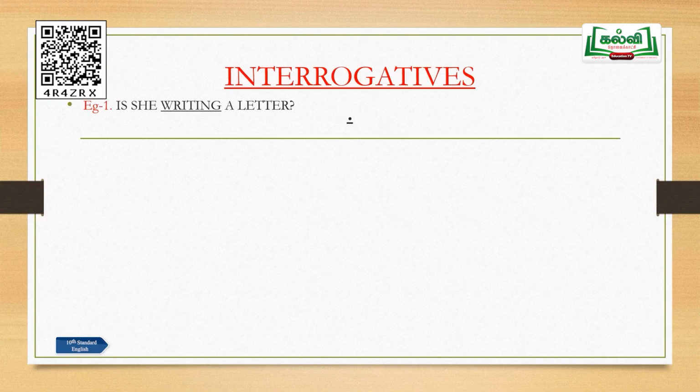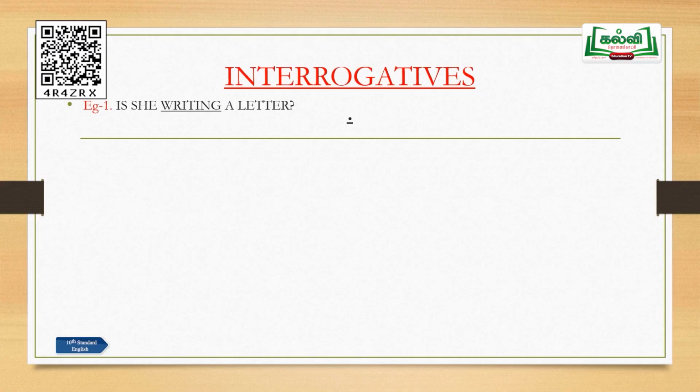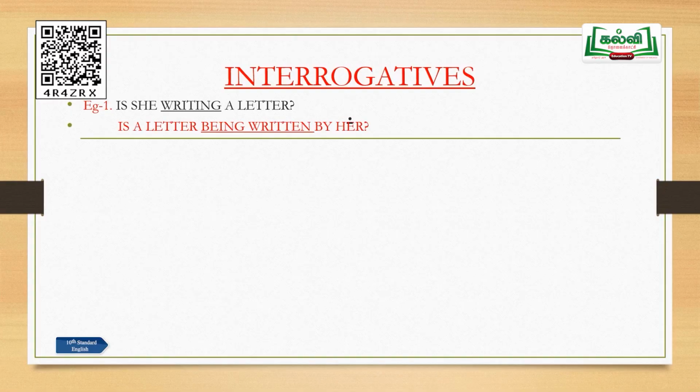So you can read the sentence together with me. Is she writing a letter? You very well know that interrogatives means asking a question to someone. Is she writing a letter? Is a letter being written by her? So the first sentence, is she writing a letter, is in the active voice. When you change it into the passive, it becomes: is a letter being written by her?